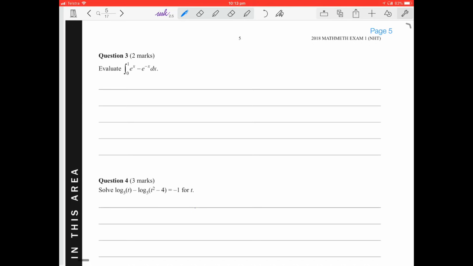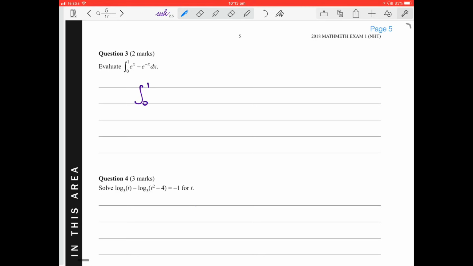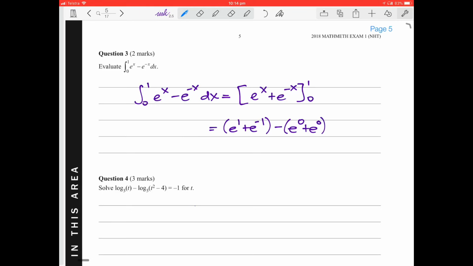Okay, integral of e to the x minus e to the negative x, from 0 to 1, dx. When we integrate e to the x, we know we just get e to the x. When we integrate e to the negative x, we've got to divide by the negative. So we get plus e to the negative x between 1 and 0. When we sub 1 in, we get e to the 1 plus e to the negative 1, minus e to the 0 plus e to the 0. Of course, that's 2. So we end up with e plus 1 on e minus 2. Or we could say 1 on e out the front. We're going to get e squared minus 2e plus 1. Either of those would be fine.